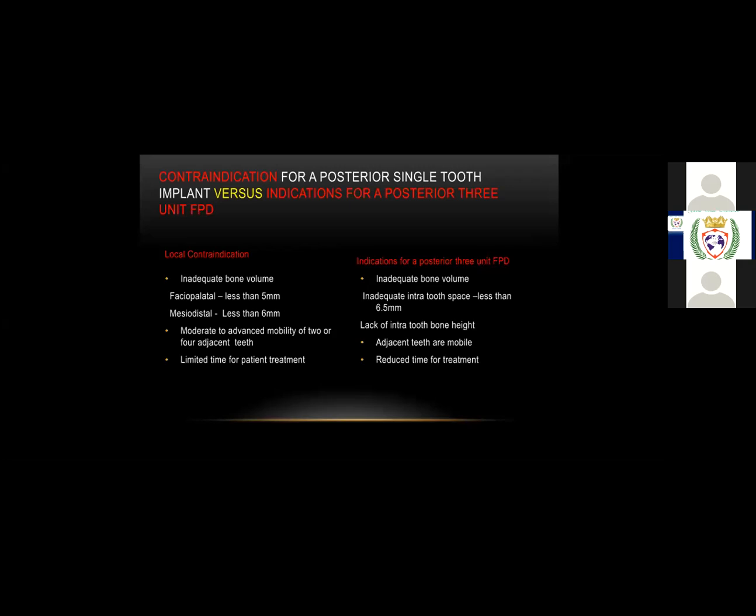So we can't do implant treatment in such cases. Whereas indications for posterior 3-unit fixed partial dentures are inadequate bone volume, inadequate inter-tooth space, which is less than around 6.5 millimeters, lack of inter-tooth bone height, that is, adjacent teeth are mobile, or reduced time for treatment and things like that.